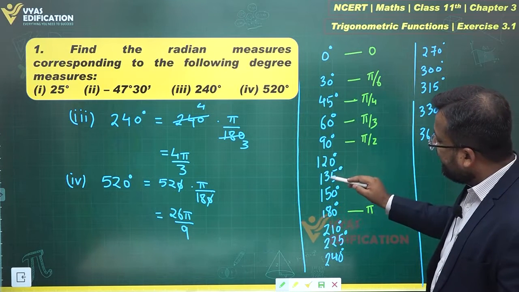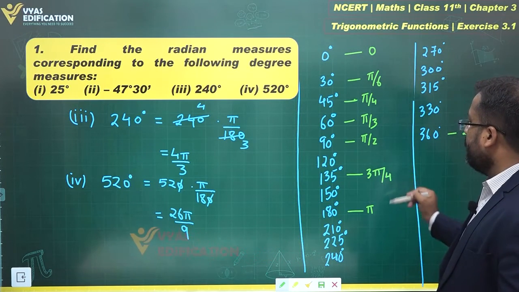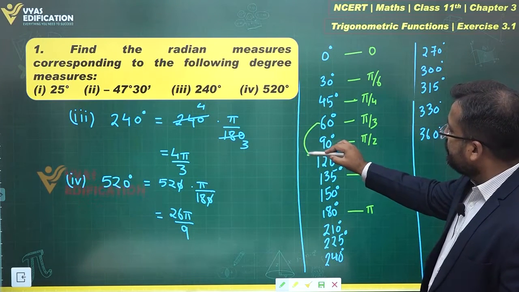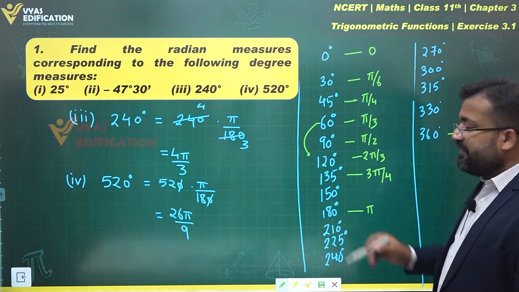Now 45 degree times 3 is 135 degree, so this is actually 3 pi by 4. How do we find 120 degree? 60 times 2 is this. So this is 2 pi by 3 actually. What about 150 degree?